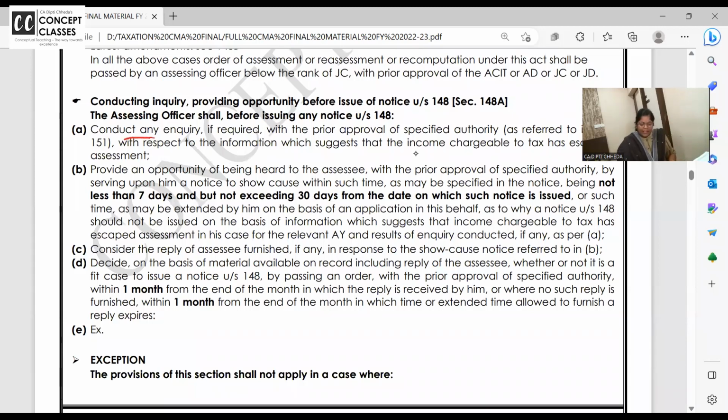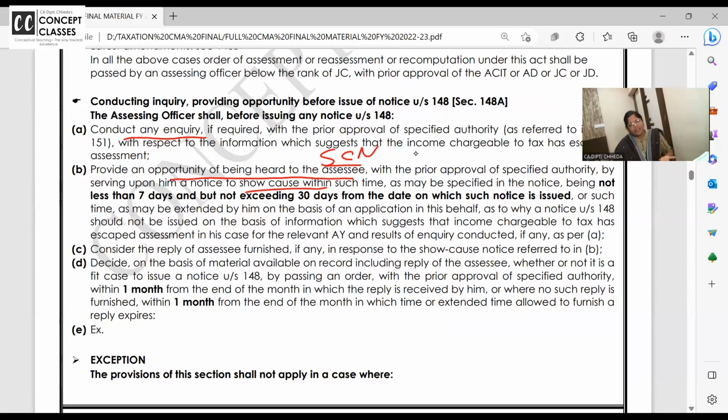AO will conduct an inquiry because he should have proof that some income has escaped assessment. Are you all getting? AO should have the proof that income has escaped assessment, then only can you enter section 147. So he will conduct an inquiry. Then he will provide an opportunity to the SSE. This is called a show cause notice. Show cause notice is: why I should not send you a notice of 148 to file the return.